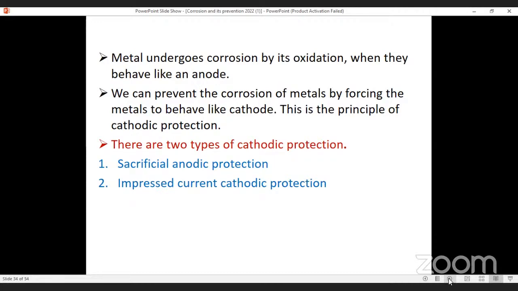We can prevent the corrosion of the metal by forcing the metal to behave like a cathode. This is the principle involved in cathodic protection. We have to keep it in mind: at the anode, oxidation takes place. Where does oxidation take place? At the anode. We need to convert this anode to a cathode.